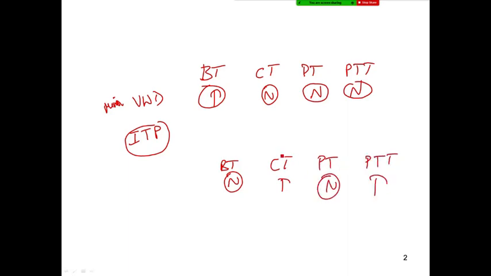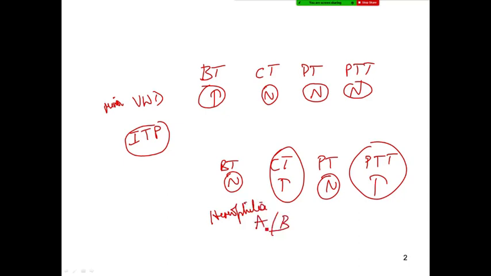So here what happened? Clotting time and PTT got prolonged. So it has to involve a clotting factor belonging to which pathway? Intrinsic pathway. So give me the disease. Hemophilia A or B? Correct. Either hemophilia A or B. Good.